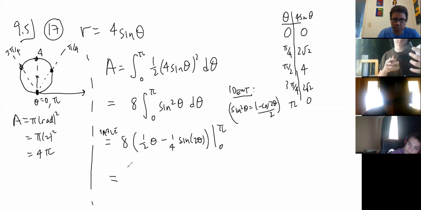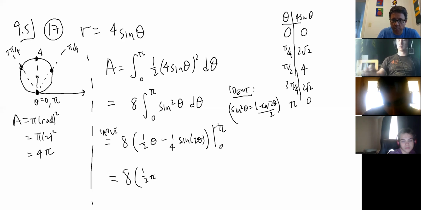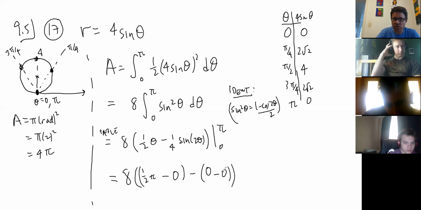When I plug in pi, I'll get 1/2 pi. And I plug in pi into sine, I get 0. So that's the first part. Then plug in the lower bound. I get 0 minus 0. So basically everything is 0 except for the first term. So that's 8 times 1/2, which is 4.